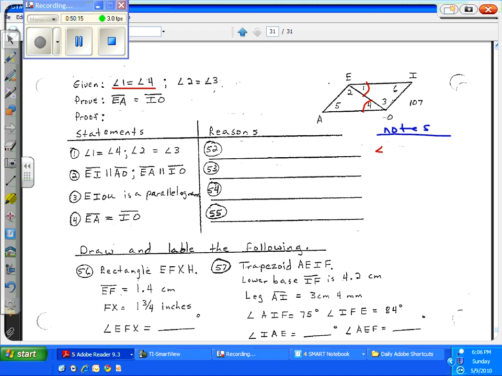Now I'm going to go ahead and say angle 1 equal angle 4 given, but I want to think, is there anything I can conclude quickly knowing that those are equal? Well, we can, because those are alternate interior angles that are equal. And if alternate interior angles are equal, then the lines that form them are parallel, so I can quickly conclude that EI is parallel to AO. And that's because alternate interior angles are equal.